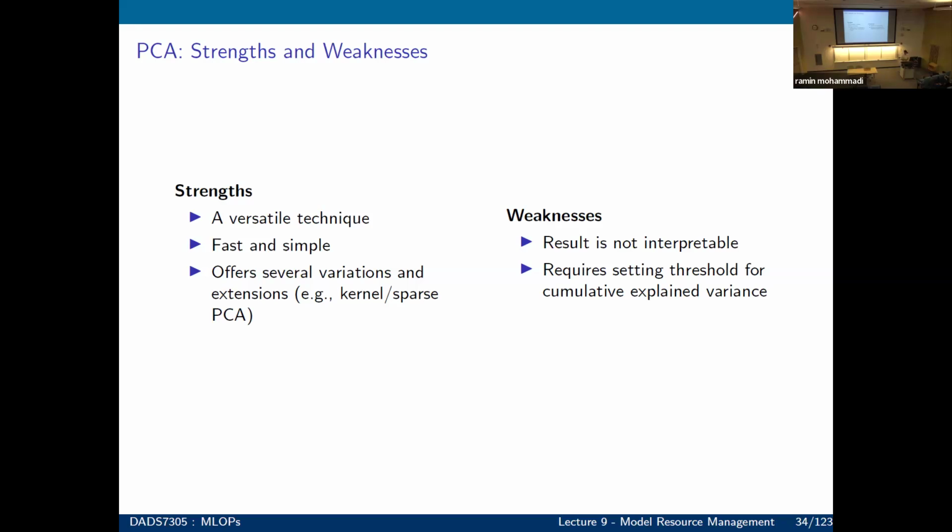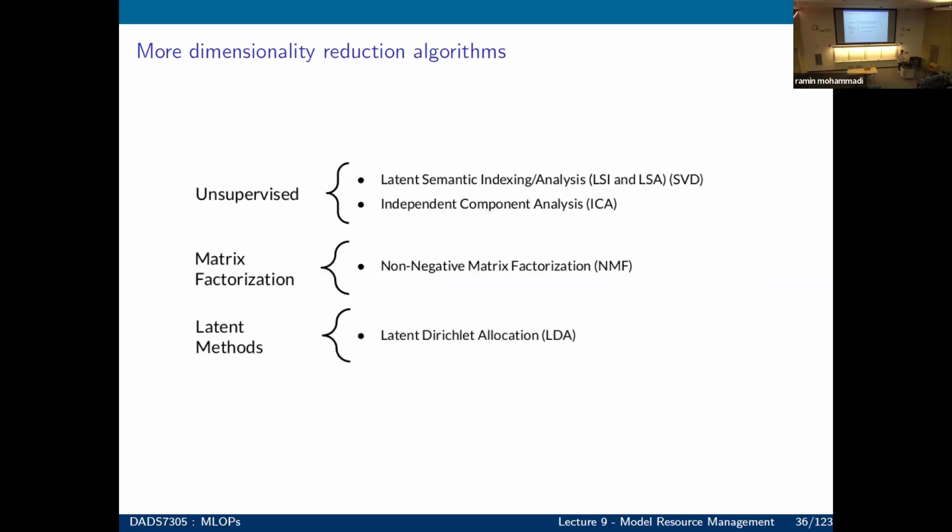So it's not interpretable. And also you always need to figure out the threshold that you want, how many principal components you're going to keep or drop. So it has all sorts of basic issues. Now, there are alternative techniques that you can use that are much better than PCA in practice.